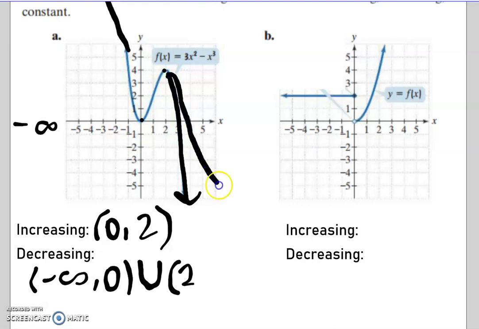What's happening to my x's when I'm going down and out? They're getting bigger. They're getting closer to infinity. Okay, so there's my end of my decreasing unit. I'm increasing just for a little bit, right? 0 to 2. And then I'm decreasing over here from negative infinity to 0. And then I'm also decreasing from 2 to infinity forever.